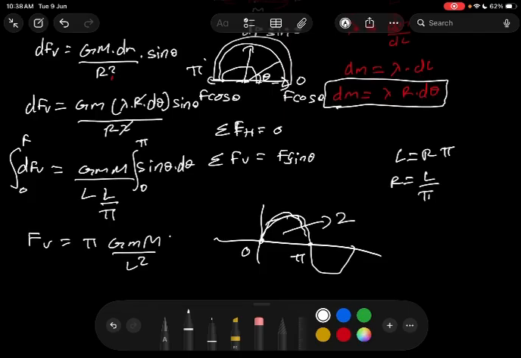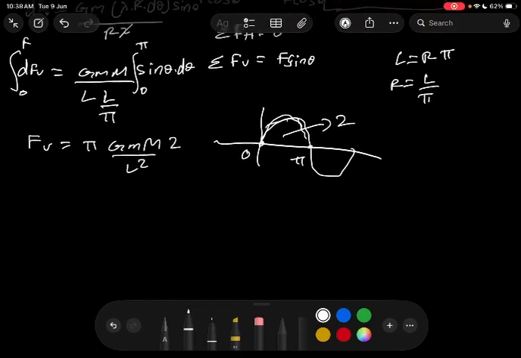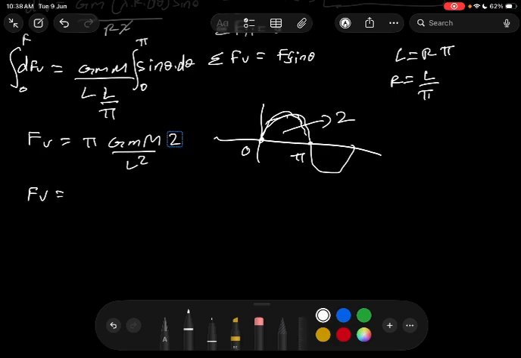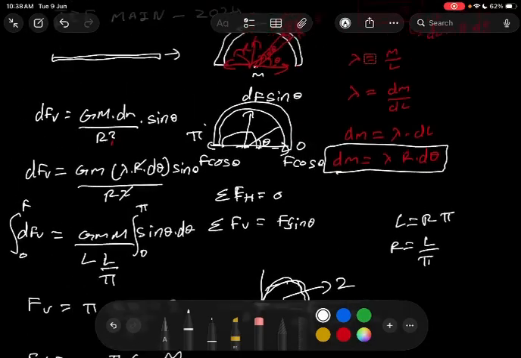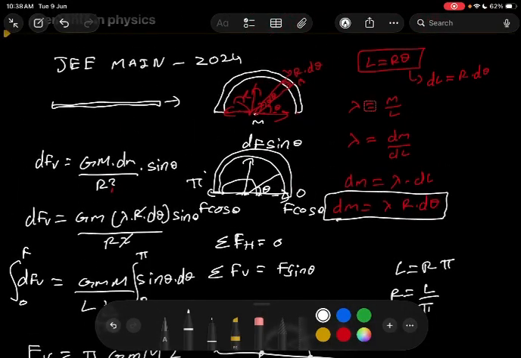So the 2 units, or else we can just normally integrate it, and I think you all are aware of that. So GM by L square is our answer. I think the explanation was a little bit too crappy. Let me re-explain it again.